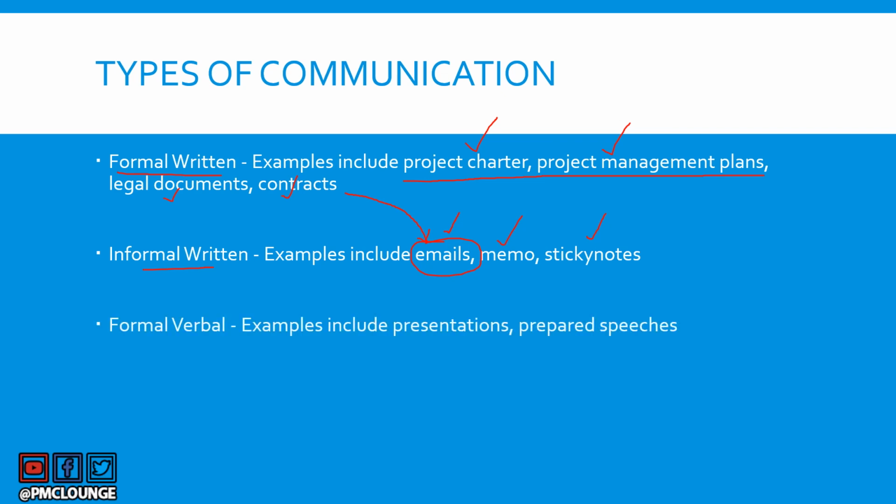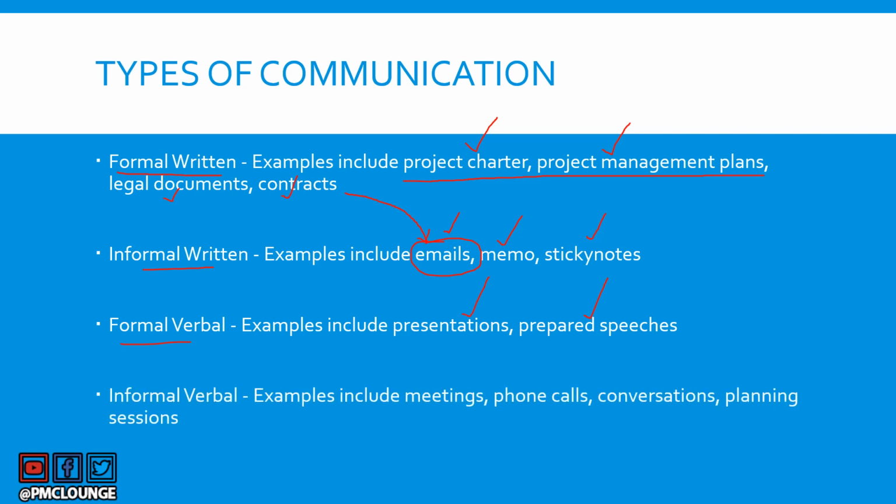Formal verbal. So examples include presentations, prepared speeches. So you see all those politicians making speeches that they have already prepared. Those are formal verbal type of communication. Then you have informal verbal. The examples include meetings, phone calls, conversations, planning sessions. So when you're hanging around with your project team, planning something, you are basically doing an informal verbal type of communication.